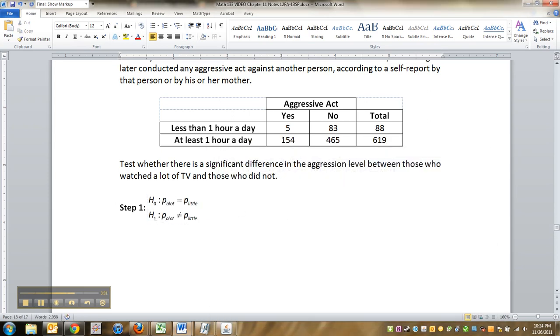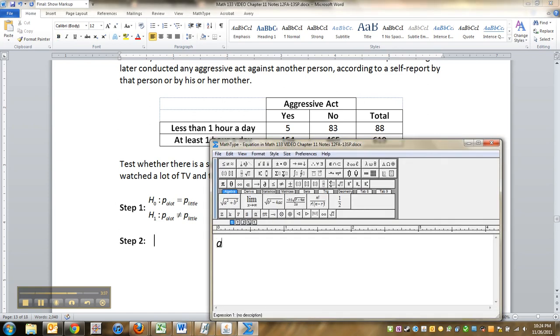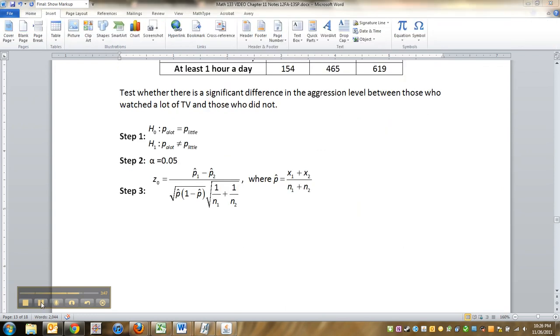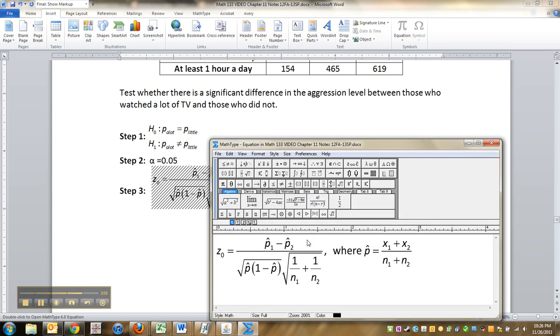All right, step 2. Alpha. Hey, they didn't give it to us again. So I'm just going to assume that alpha is the classic 0.05 because that's pretty common. All right, step 3. All right, there's alpha, sorry. Now this Z0 statistic is going to be a pain. So let's start off with a couple things. We need to know what P1 hat, P2 hat, and we're going to need this P hat thing. So let's go find it.